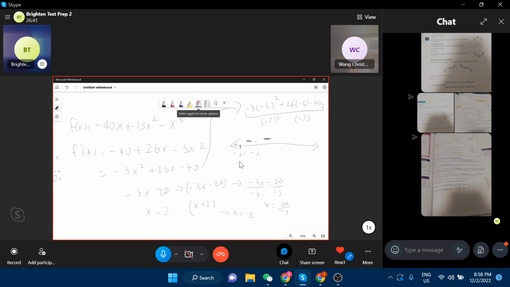Okay. So this is supposed to be -3x plus 20 equals 0. -3x is equal to -20. Divide both sides by -3. x is equal to 20 over 3. So this is positive. Yeah.